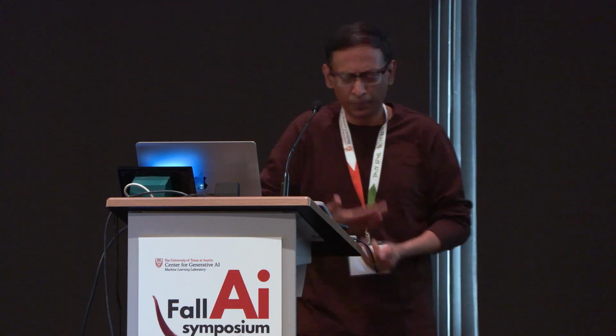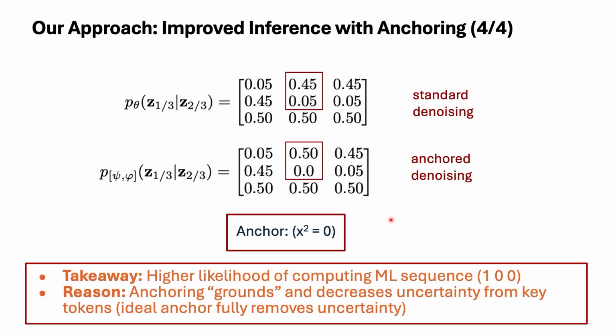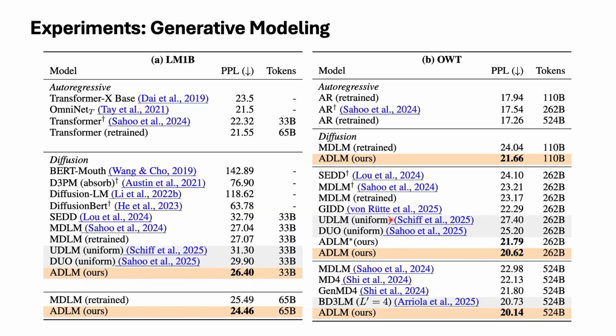We have also operationalized how to use that to train a model and an architecture to do this kind of thing. It also leads to faster inference. I don't have the time to go through this, but you can show that if you have an anchored model, there's a higher likelihood of computing maximum likelihood sequences, because anchoring essentially grounds the model and decreases uncertainty from key tokens. In the interest of time, I'll skip the inference advantages.